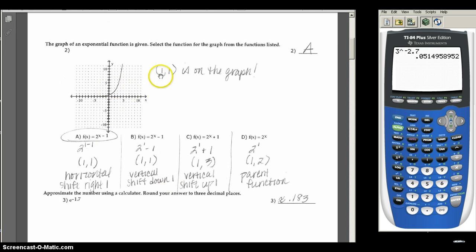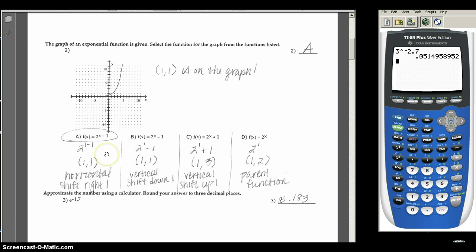I've done a couple things here. I did notice that my graph is going through (1, 1). So what I did was I plugged 1 in for the x in all 4 of my options to find out what y goes along with that. That ruled out C and D, because when I plugged in 1 on C I got 3, and when I plugged in 1 on D I got 2. So I know it can't be C or D. Now I've eliminated half my possibilities.